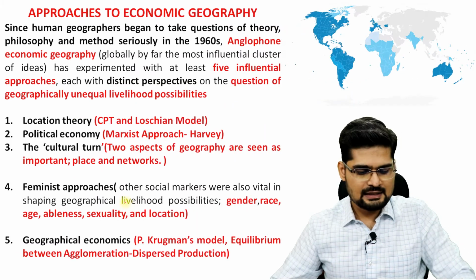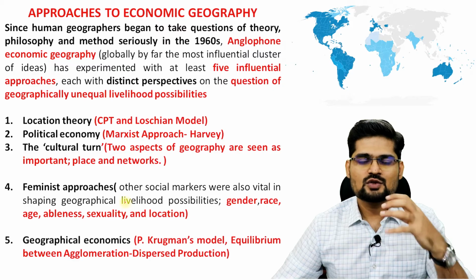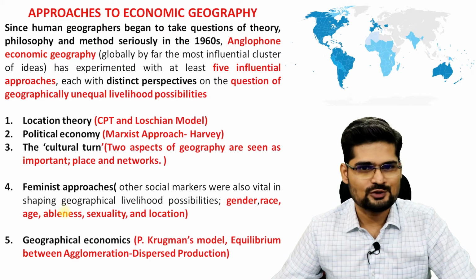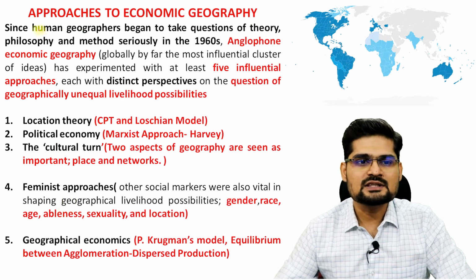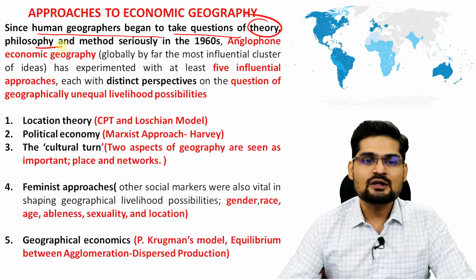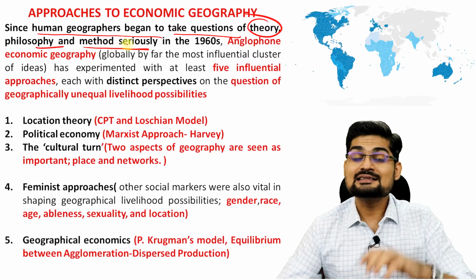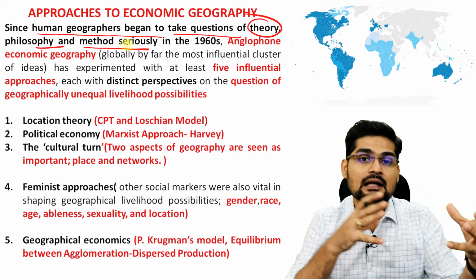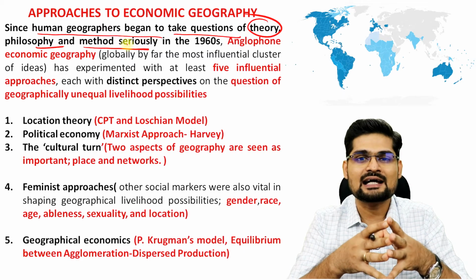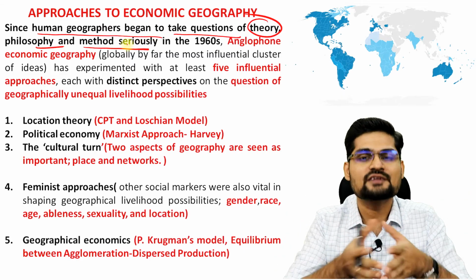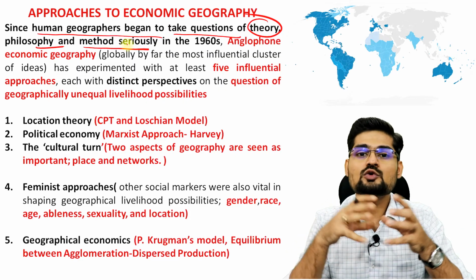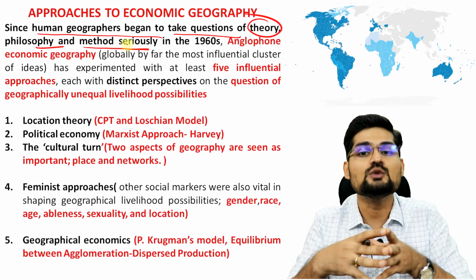Now, let's understand the approaches to economic geography. What is the major approach to economic geography? There are majorly five approaches. And if you observe, human geographers have begun to take up questions of theory, philosophy and methodology since the advent of the quantitative revolution in the 1960s. The 50s and 60s was the time when there was a huge rise of economic geography as a subject matter and a methodology through quantitative analysis and quantitative tools.